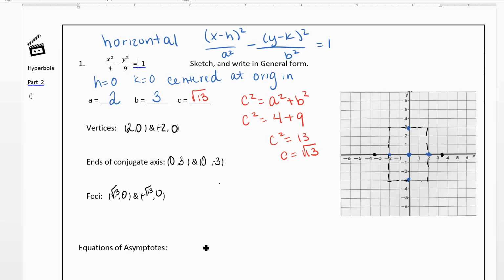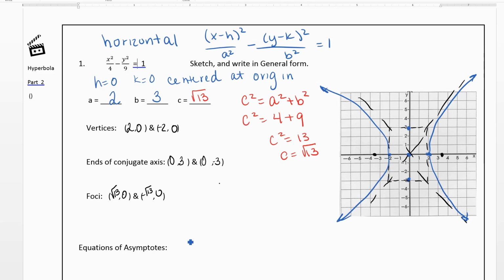Now, we know that the asymptotes are actually just going to be the diagonals of this rectangle. Okay, and here we can then sketch the hyperbola. We're going to take it through our vertices and then just go out and kind of make it so it's getting closer to those asymptotes.